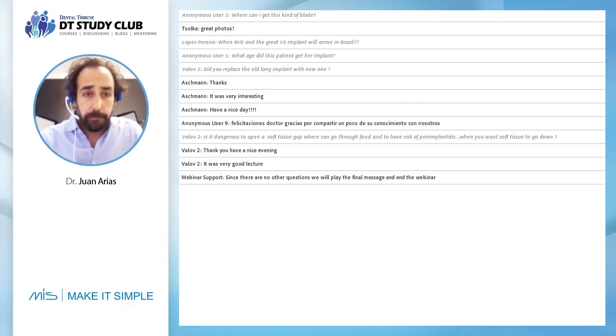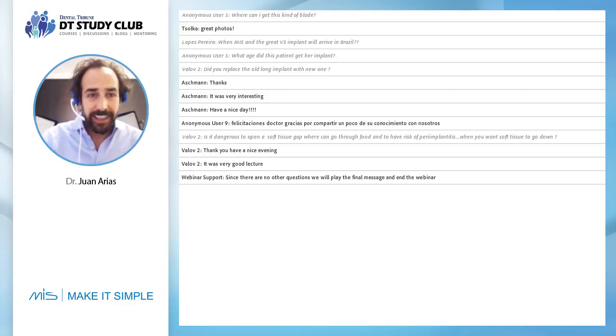Okay, there's a question here which says, where can I get this kind of blade? I don't really know the name now, but I will try to find out the place where you can buy it and the reference, and I'll try to send it to Dental Tribune. I'm sure that Dental Tribune will just share it, and maybe if not, I will try to show it on Facebook, the reference and everything, so you will see it. Great pictures, thank you a lot.